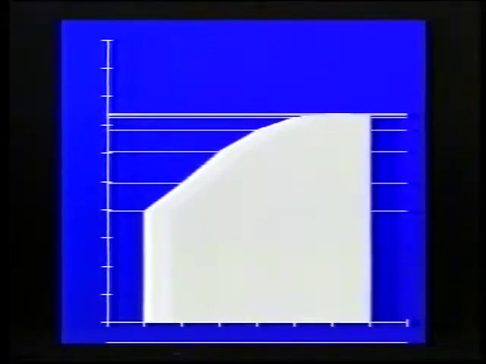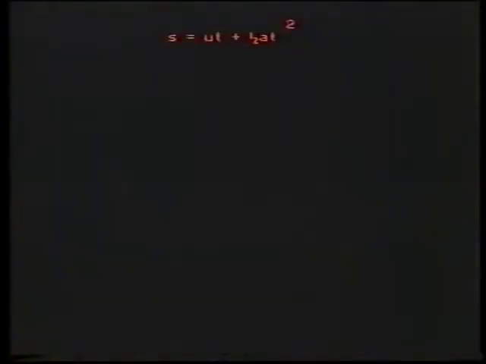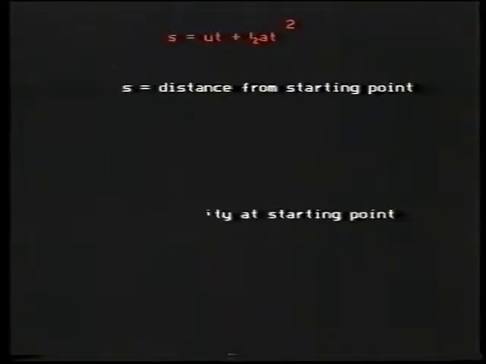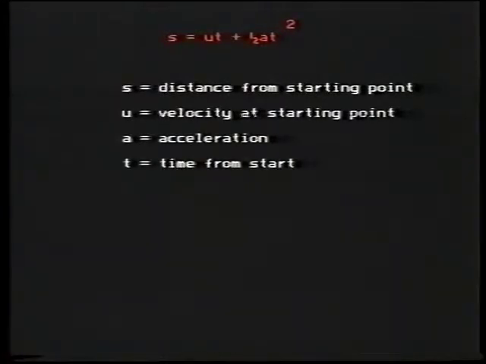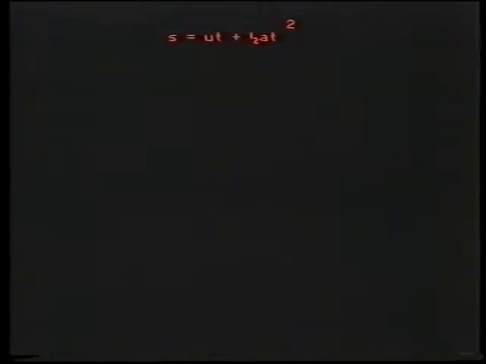But we know that the equation should be of the form s equals ut plus a half at squared, where s is the distance from the starting point, u is the velocity at the starting point, a is the acceleration, and t is the time from the start. Here, a, the acceleration, will be the acceleration due to gravity acting downwards. That is, a equals minus g. So the equation becomes s equals ut minus a half gt squared.